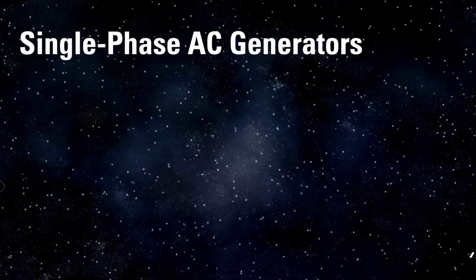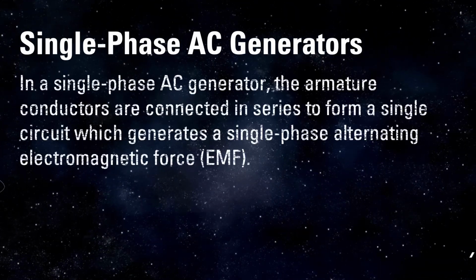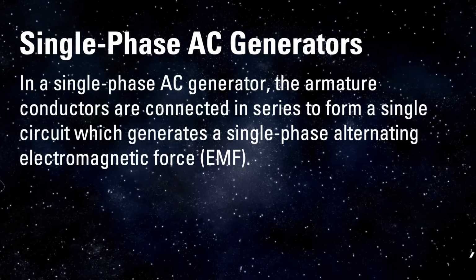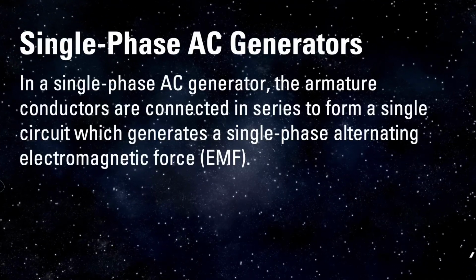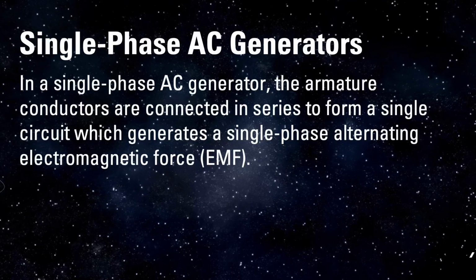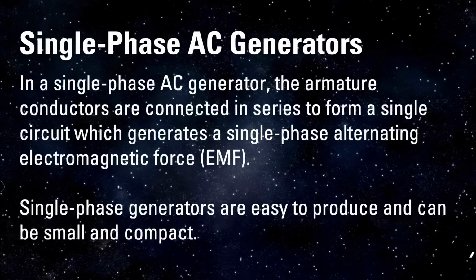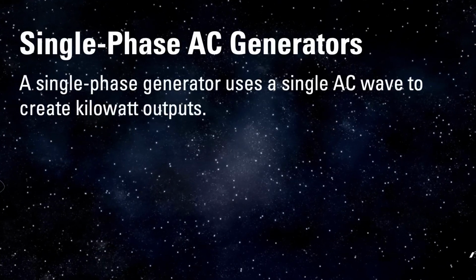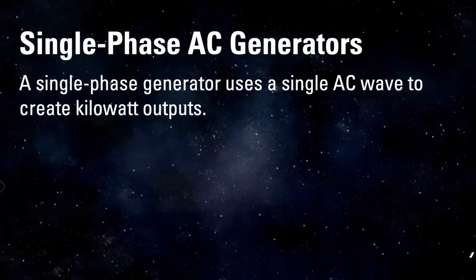Single-phase AC generators, or single-phase alternating current generators. In a single-phase AC generator, the armature conductors are connected in series to form a single circuit which generates a single-phase alternating electromotive force, or EMF. Single-phase generators are easy to produce and can be small and compact. A single-phase generator uses a single AC wave to create kilowatt outputs.